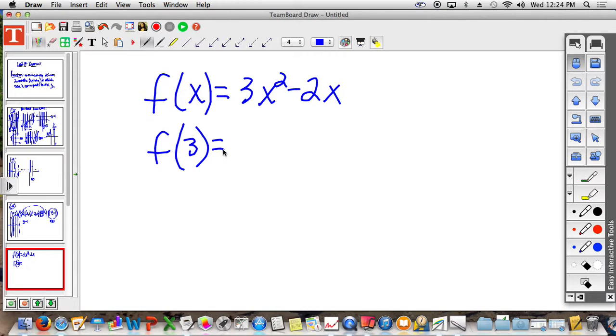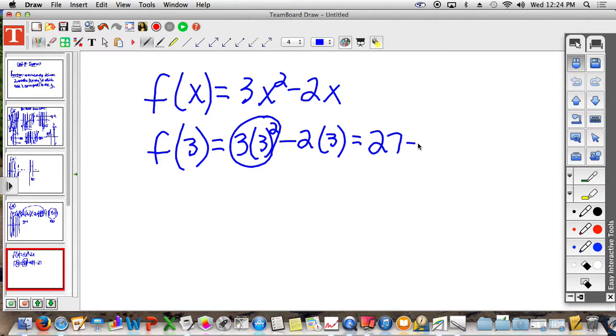So that means I go to my x's in my equation and I replace them. I rewrite everything except I replace the x's with 3. So I have 3 times 3 squared minus 2 times 3. Let's do some mental math here. What is 3 squared? 9. Times 3 is 27. So this part right here is 27. Minus 6. What's 2 times 3? It is 6. What is 27 minus 6? 21. The value of that function is 21.